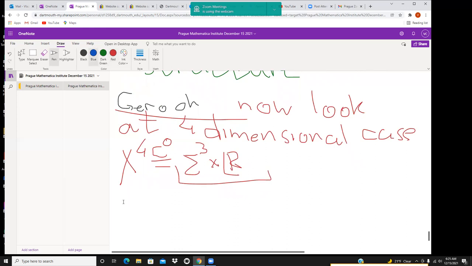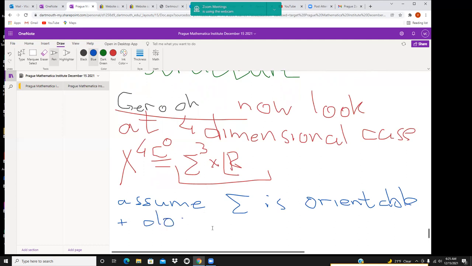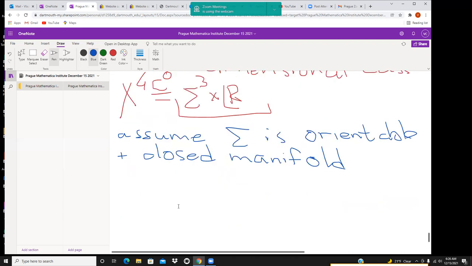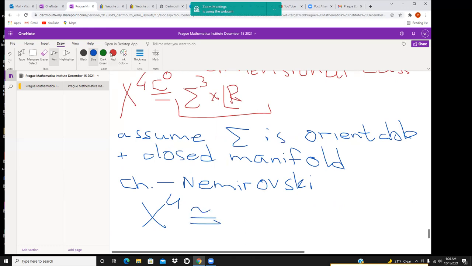So assume that I would like to impose one more restriction. Assume that sigma is orientable and a closed manifold. Then you get a surprising fact. Once again, it is our result with Stefan Nemirovski. That says that your globally hyperbolic spacetime is diffeomorphic to sigma cross R.